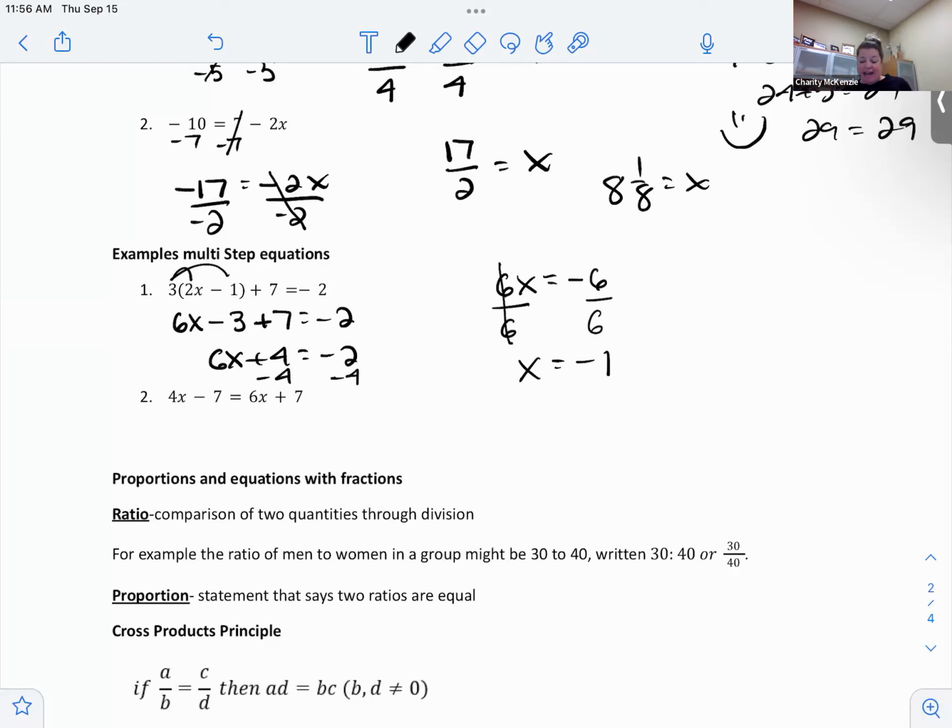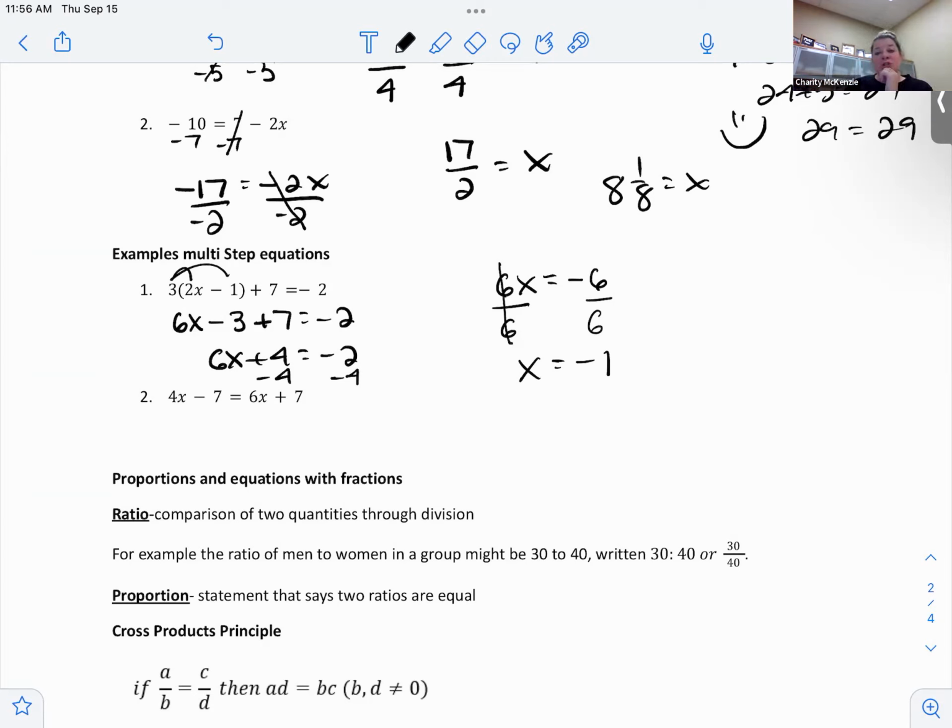All right, so to check again, put it in your calculator just like you see it. 3 parenthesis 2 times negative 1 minus 1 into my parenthesis plus 7. What does that equal? It equals negative 2. Okay, it equals negative 2, which is good. All right, so we know our check worked.